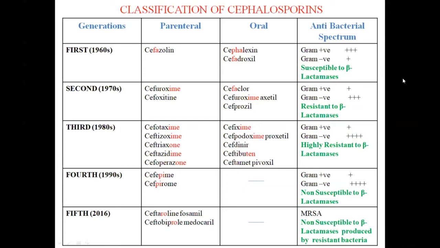Also, to complete the list, we have the fifth generation cephalosporin, and this was introduced around 2016, because basically we are facing the problem of MRSA. So we have drugs for treating MRSA, that is methicillin resistant Staphylococcus aureus. You know methicillin? That is the penicillinase resistant penicillin. Last class we spoke about methicillin, that we are doing away with the use of methicillin.